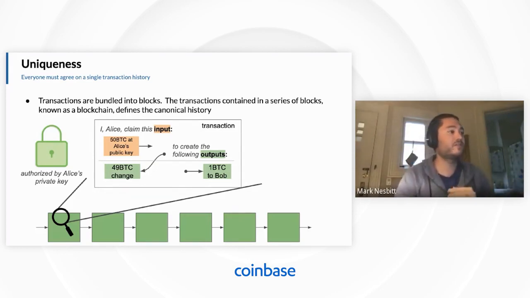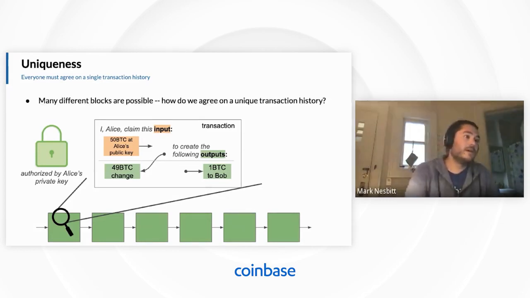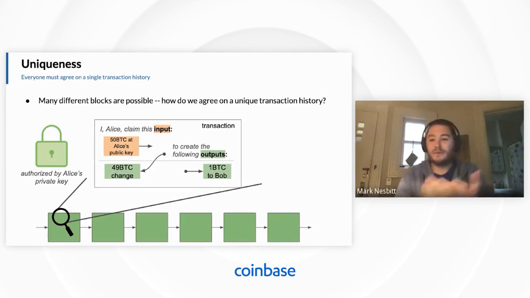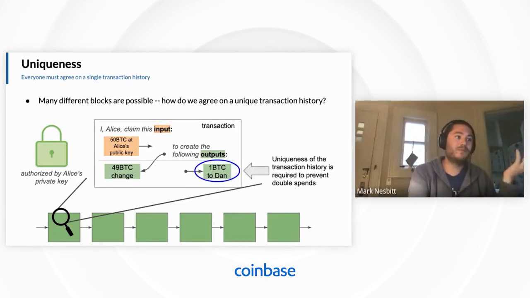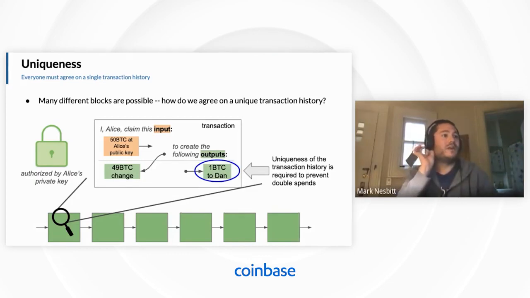So here we have this transaction we looked at before. Alice spending 50 BTC, 49 back to herself, 1 to Bob, and she signed it with her private key, so it's valid and authorized. And so that'll be bundled into a batch, which is represented by the green box, and then these batches can be chained together. But many different blocks are possible, right? An infinite number of valid transaction histories. How do we agree on the unique one? For instance, Alice could easily sign 2 transactions that spend the same 50 BTC. 1 to Bob, 1 to Dan. We need the uniqueness to prevent this sort of behavior.